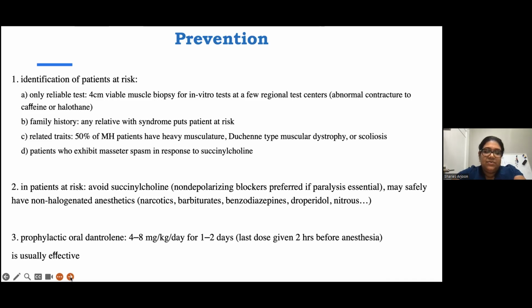Secondly, in patients at risk, avoid succinylcholine. Non-depolarizing blockers are preferred if paralysis is essential, and they may safely have non-halogenated anesthetics with the use of narcotics, barbiturates, benzodiazepines, and droperidol or nitrous. And prophylactic oral dantrolene, 4 to 8 milligrams per kilogram per day for 1 to 2 days prior, with the last dose given 2 hours before anesthesia, is usually effective.